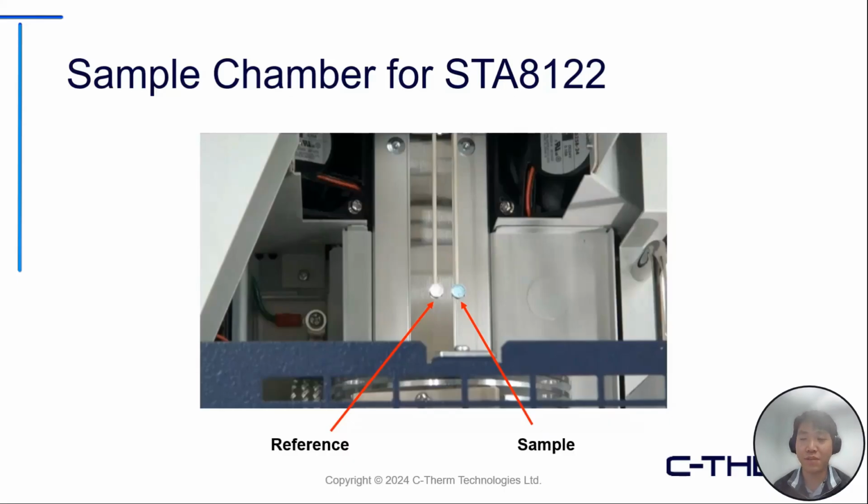The one thing I wanted to highlight about that video was the sample chamber for STA 8122. So the reference side would be loaded on the left-hand side and the sample would be loaded on the right-hand side. But because of its horizontal configuration, there are no electronic components directly underneath the sample loading chamber, which has a very high advantage in terms of operation because even if you drop the sample by mistake, you can easily recover it without the worry of contaminating or disrupting any of the electrical components in the instrument.